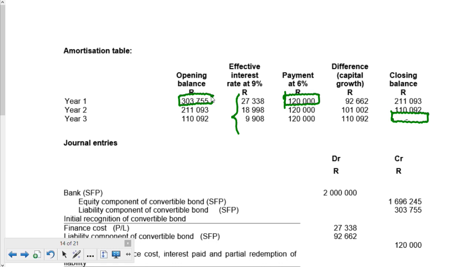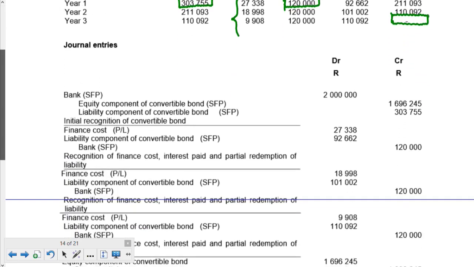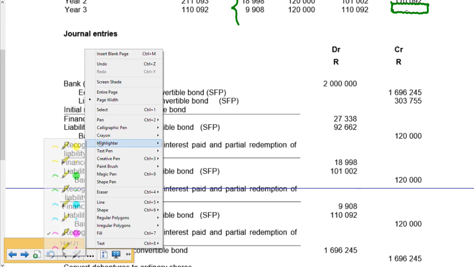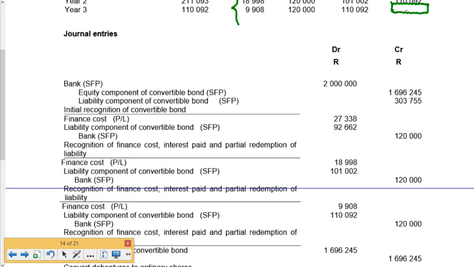Even though I'm paying 120 on the bond, I'm only going to show 27 as interest. And now it's not a credit to the liability anymore. Now it's a debit to the liability to make it go. So now here we see the entries: debit bank, credit equity and liability. But now my equity is very big. My liability is very small. My future value is 0.